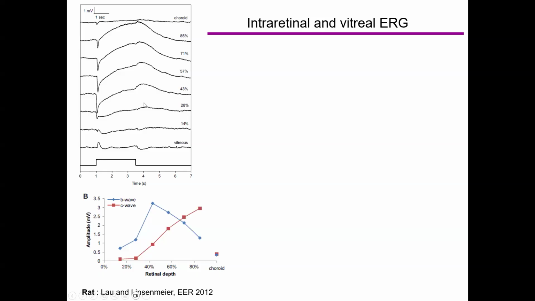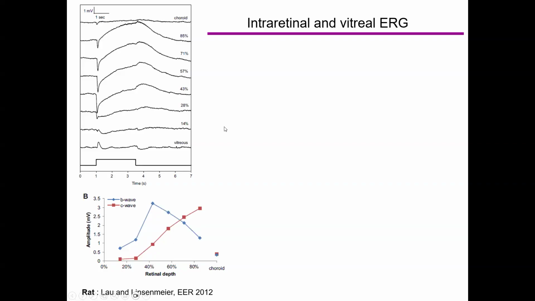The ERG changes with depth, and this is not a new result. This is just what it looks like in a rat. So you have down here vitreal ERG before we penetrate the retina. But then as you go in, the ERG changes, and so the B wave gets bigger and then smaller, and the C wave continues to grow. But you know when you're through the RPE, because the ERG basically goes away in the choroid. And the amplitudes of the B and C wave are shown down here.